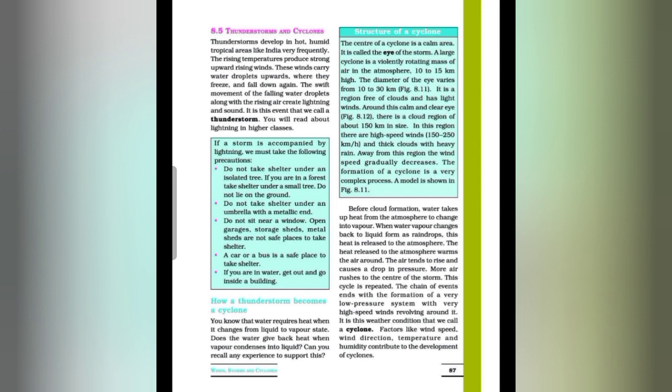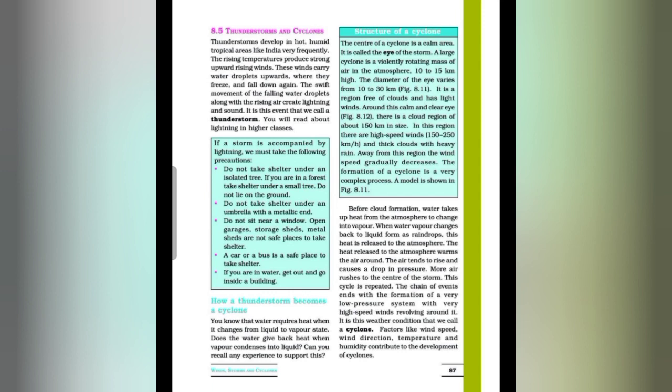The center of the cyclone is a calm area. It is called the eye of the storm. And a large cyclone is a violently rotating mass of air in the atmosphere 10 to 15 km high. The diameter of the eye varies from 10 to 30 km. It is a region free of clouds and has a light wind.